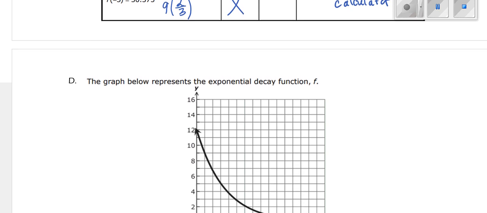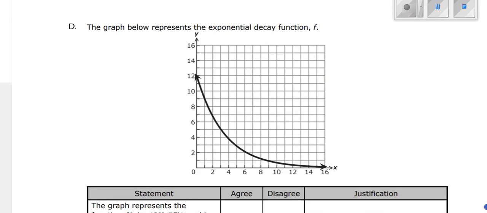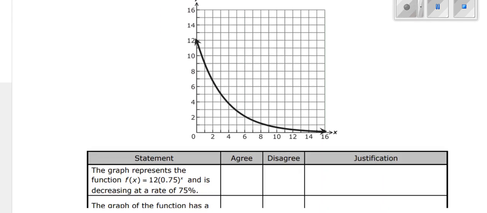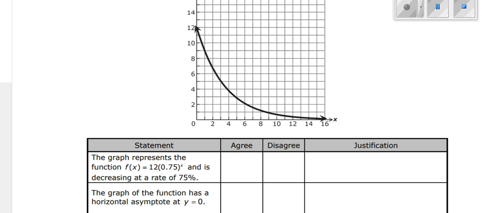Okay, D, the graph below represents the exponential decay. The first statement, the graph represents the function 12 times 0.75 to the x, so my initial value 12, I agree, and is decreasing at a rate of 75%.